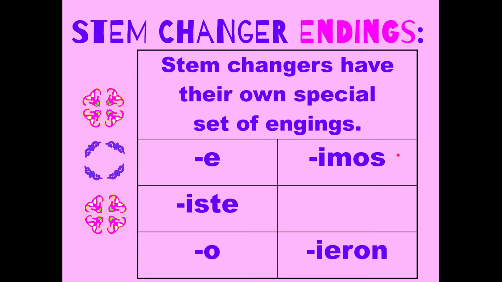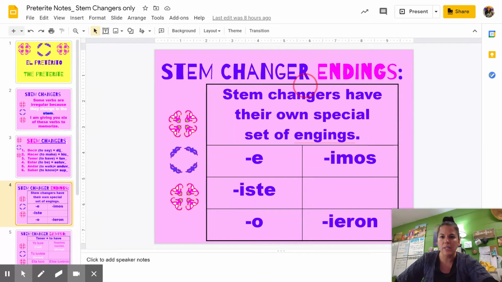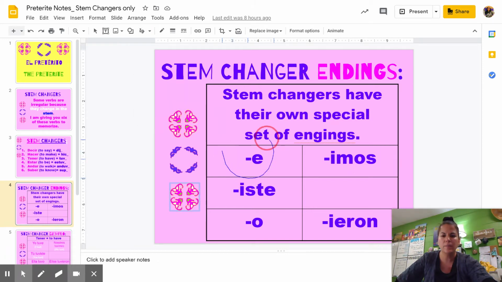I want you to notice that there are no accents on these. I also want you to notice that they're a combination of the AR, ER, IR endings. So let's see if I can get this to draw. I need to draw a picture. That's not what I want to do. Scribble, please. Oh, there we go.